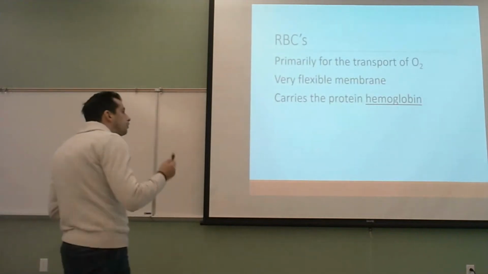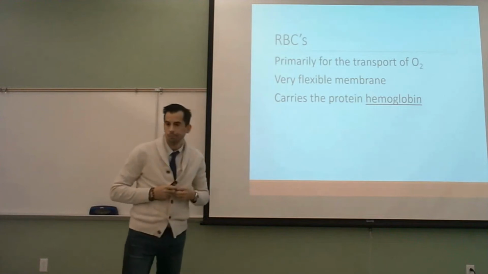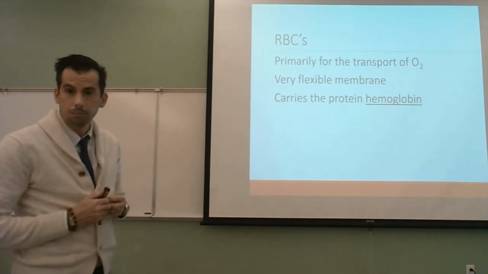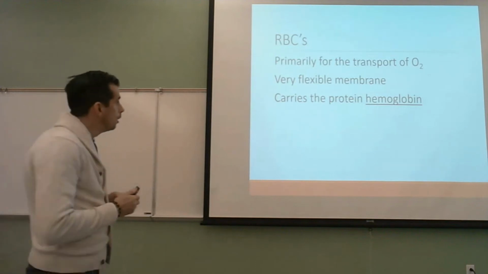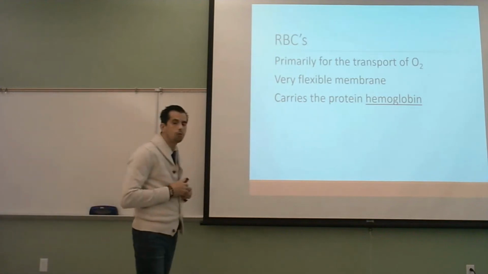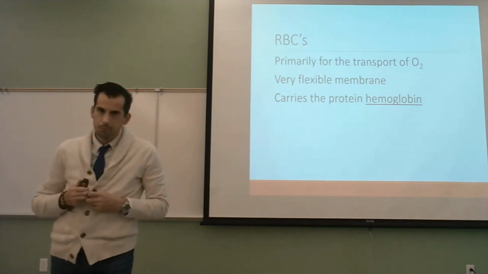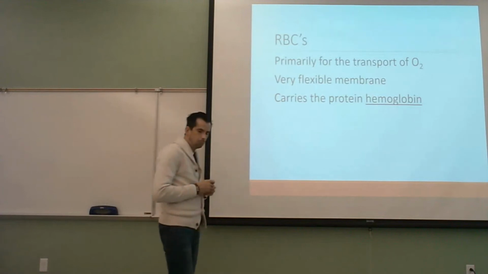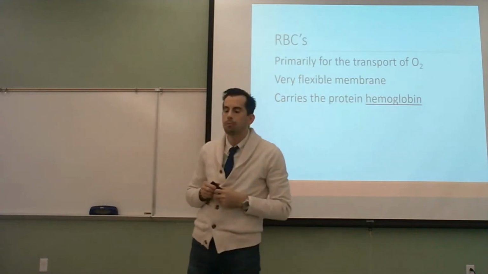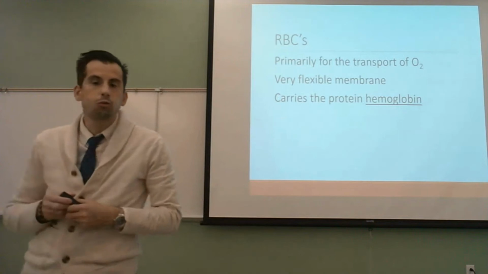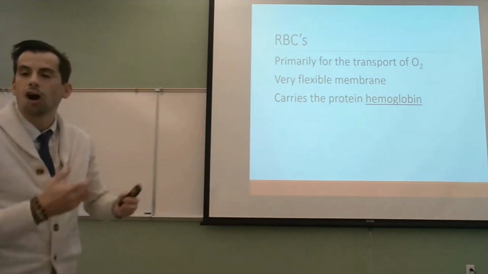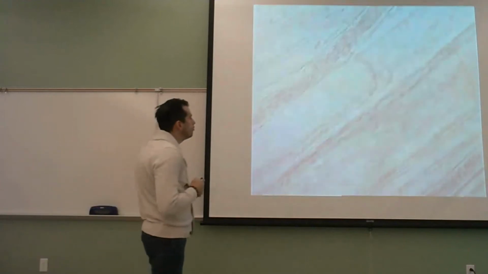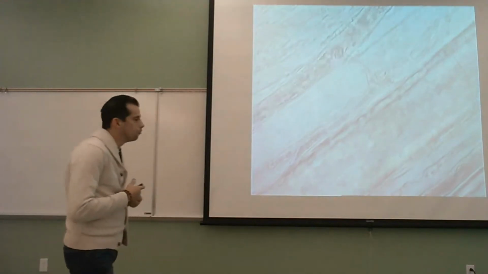This is an extremely flexible cell, and that plays into its function very, very nicely. This is going to be the primary transporter for our gases, as we talked about. We get a protein called hemoglobin, an iron-containing protein, in which we can get oxygen and carbon dioxide bonded to it. The flexibility of the membrane is going to be important for its function.